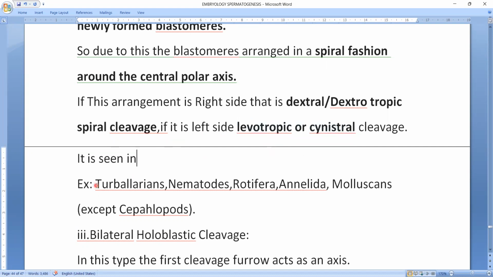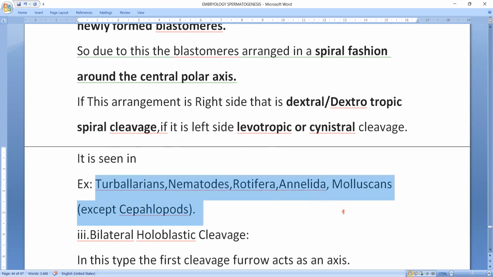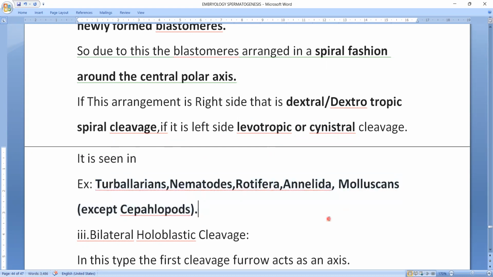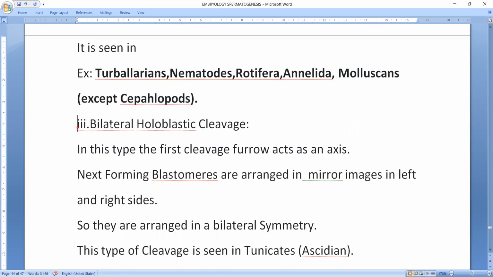It is seen in turbellarians, nematodes, rotifera, annelida, molluscans except cephalopods. Okay, so the third kind of general cleavage is bilateral holoblastic cleavage.